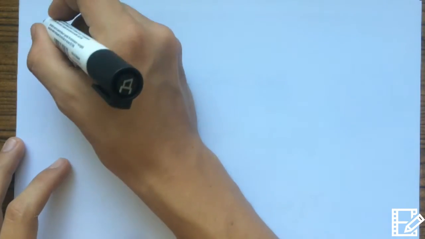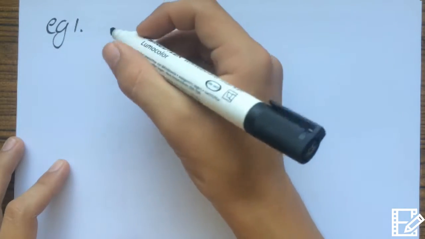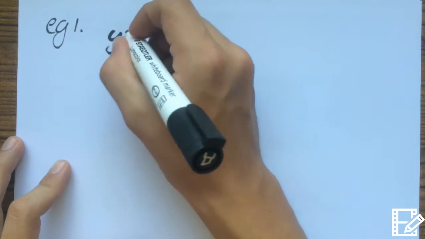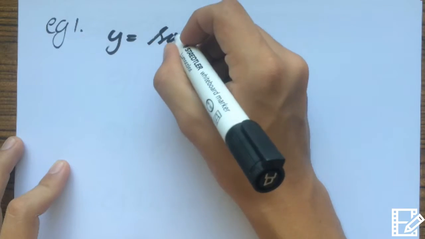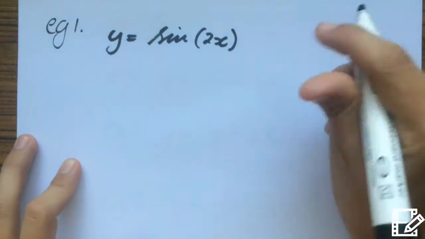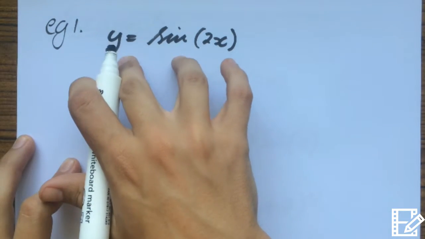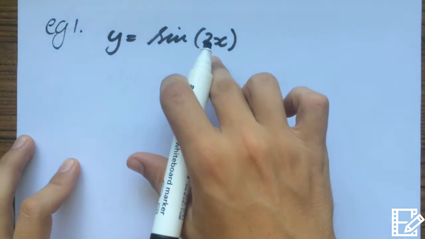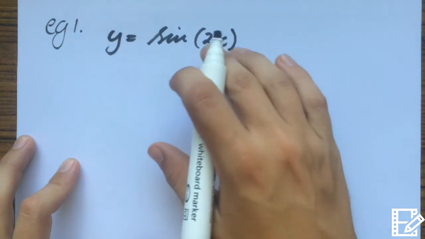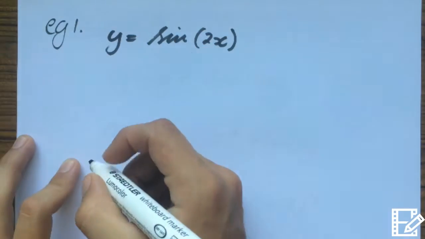Start with example 1. We got y equals sine 2x. Now this uses the chain rule, where you find the derivative of the outermost function and keep the inside function the same, and then multiply it by the derivative of the inside function. And that's what we'll be doing.